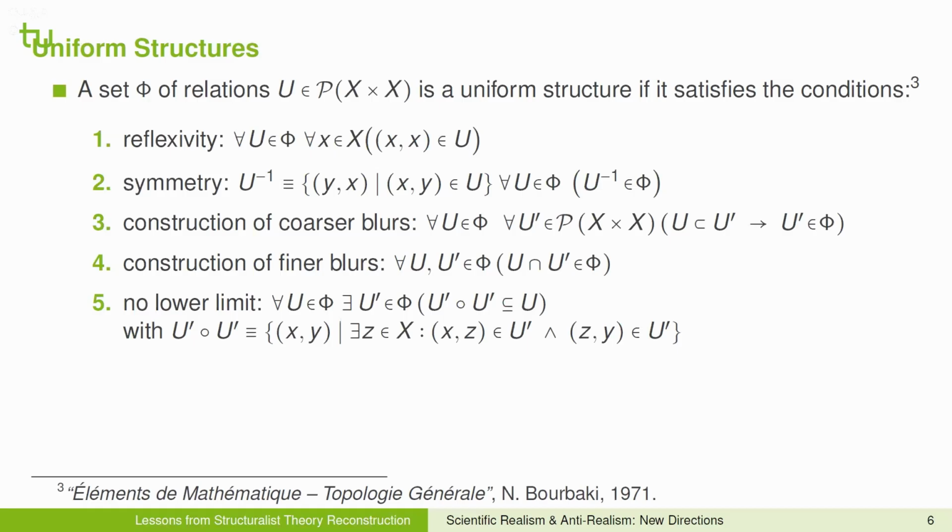And we can also construct coarser blurs from blurs that we already know. If we have a blur in our uniform structure, we are sure that every superset of this blur is also a blur. And there are also rules to construct finer blurs. If you have two blurs, the intersection will be a blur, so this is always guaranteed. And the last axiom is basically that for every blur, we find a blur that fits twice into it. That's a bit abstract.